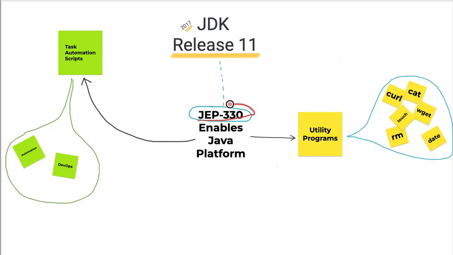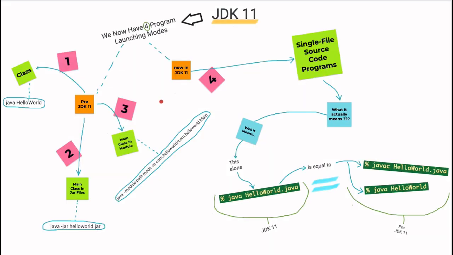Java engineers can now perform day-to-day automation tasks in DevOps or IoT areas. More specifically, they can now write utility programs like these, specific to their use cases and using their existing expertise and skill set. So looking into the big picture, we now have 4 Java program launch modes available. 3 of them are already available in pre-JDK11 releases.